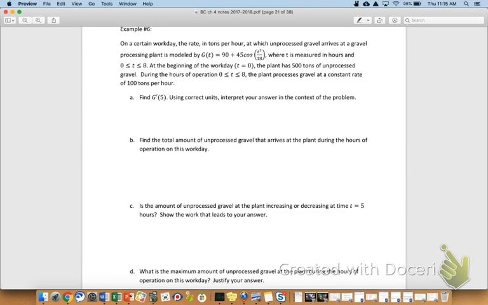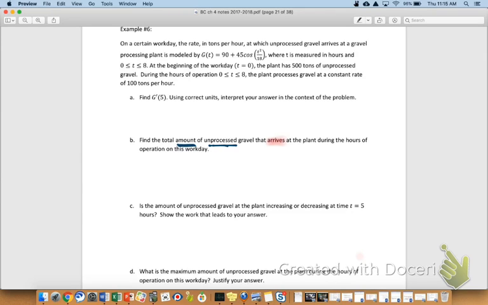So let's look at B. I think a couple of key words and ideas in here: it says find the total amount of unprocessed gravel. And then to me, as far as how you handle this, maybe the most important word is arrives. So if all we're talking about is the amount that shows up, what don't we care about as far as this part of the question? The initial amount. What else don't we care about? How much is leaving, right? How much is getting processed and leaving? We don't care about any of those things. We only care about how much is arriving.